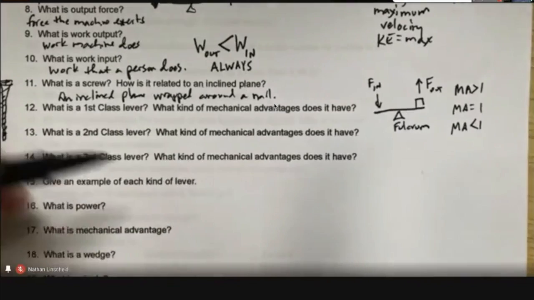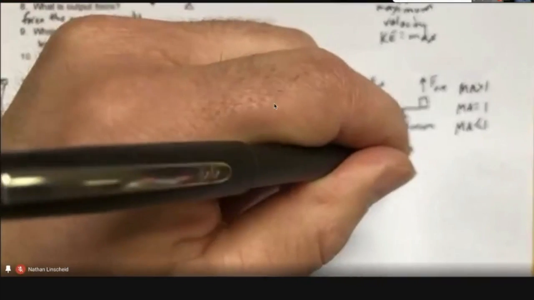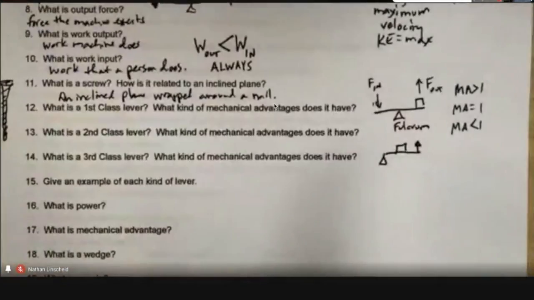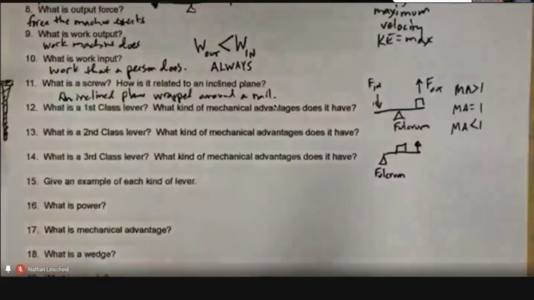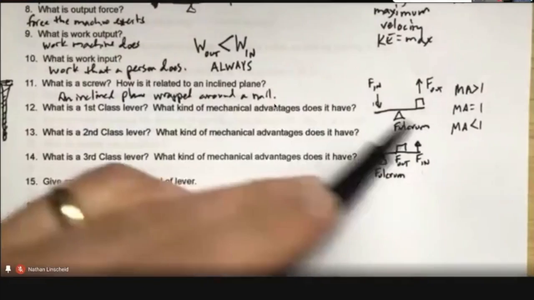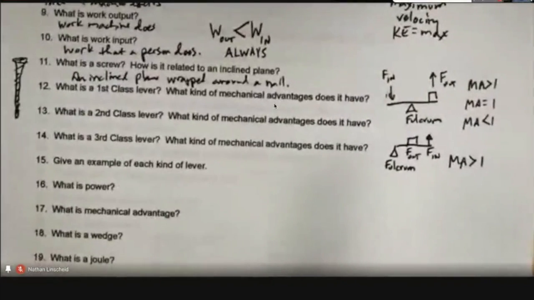All right, a second class lever now, we take these 3 things, the force in, the force out, and the fulcrum, and we rearrange to get this. All right, so now I've got my fulcrum on one end. My output force goes in the middle, and my input force goes on the outside. So the output and the fulcrum switch spots from the first class lever. Now, in this case, you always have a mechanical advantage greater than 1. All right, this always makes it easier to lift things.